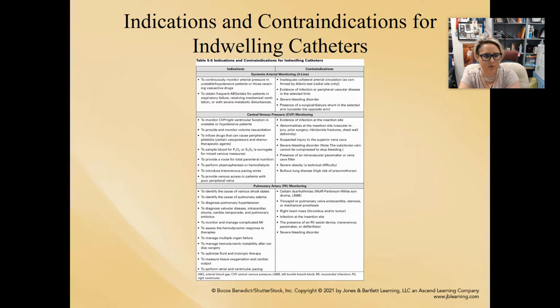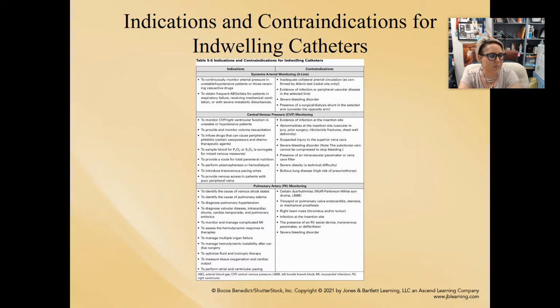So we talked about shunts. You don't want to do it in the arm that has a shunt, possibly even if that patient had breast cancer on that side. So CVP monitoring, remember the central venous pressure, they can have CVP monitoring.